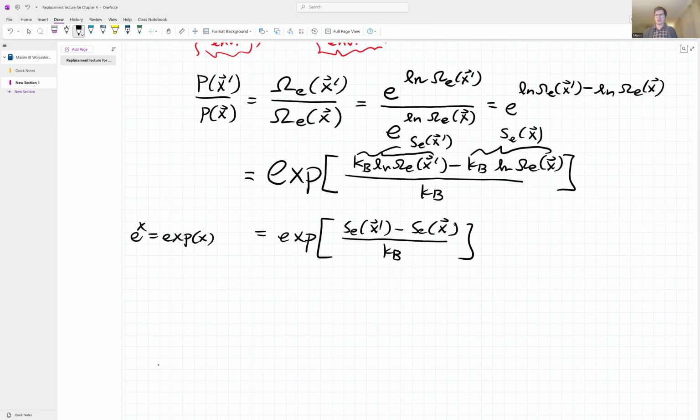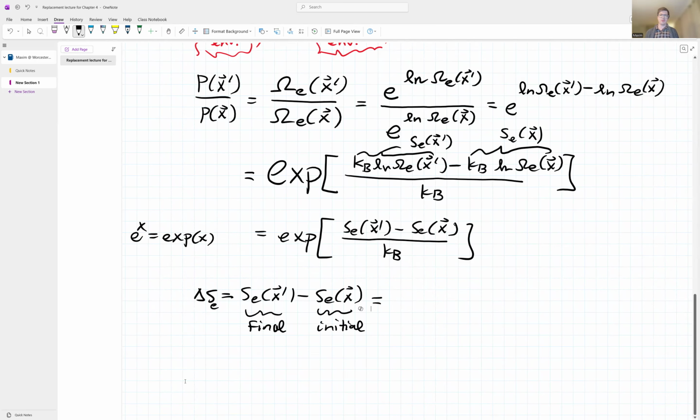Okay, now we have to use the definition of the temperature. The change in entropy for the environment, when the solid transitions from one state to another, is just this: the final entropy minus the initial.